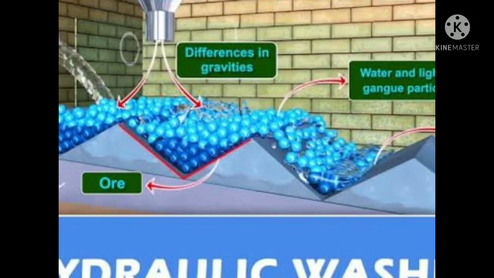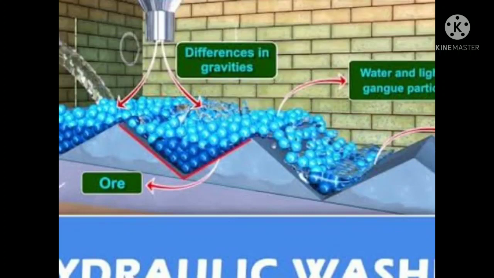How does it work? The ore is kept on a sloping table with grooves. From the top, a stream of water is passed at high speed over the ore, which removes all the lighter particles attached to the ore, and they are washed away. And our denser ore will be present on the grooves of the table, which is separated.